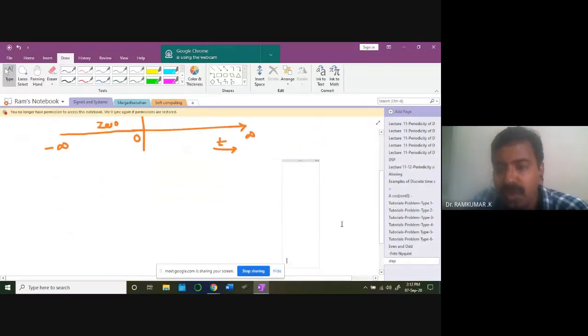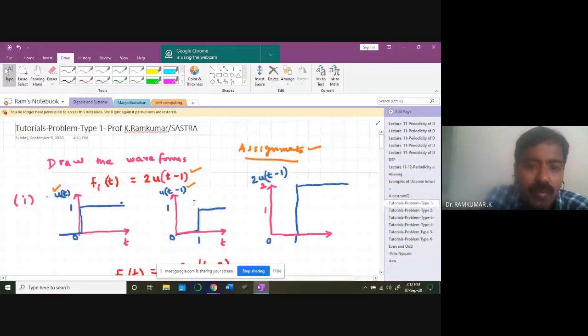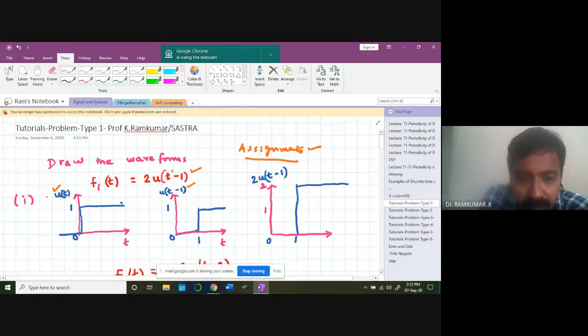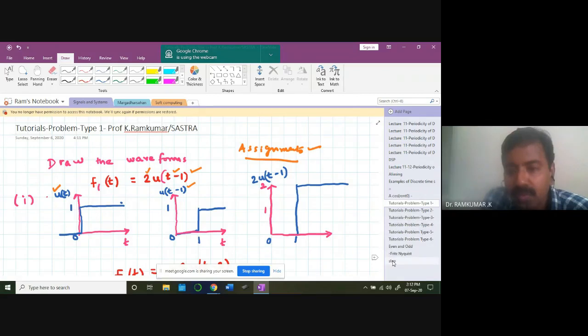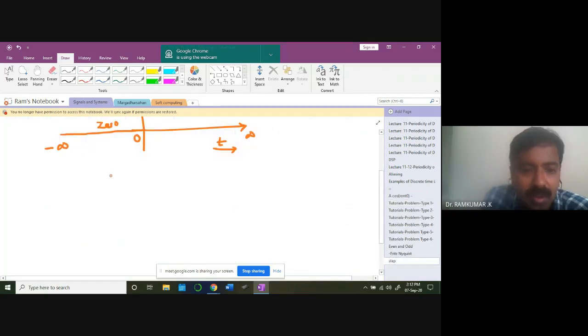Now what is the question? The question is very clear. We have to draw 2 times u of t minus 1. So here there are 2 operations happening. One is the time shifting operation, another is the amplitude scaling operation. This is an amplitude scale. When you are operating on the independent variable, okay, when you are operating on the independent variable.